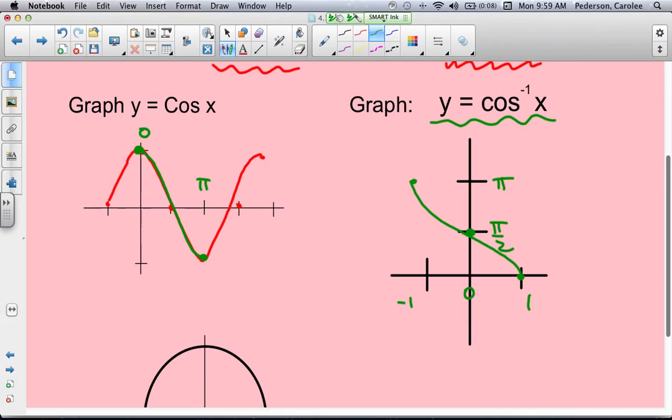And then we'll do some evaluation with our unit circle on the next examples. So again, how you find the cosine inverse is you interchange the ordered pairs of the x and the y.